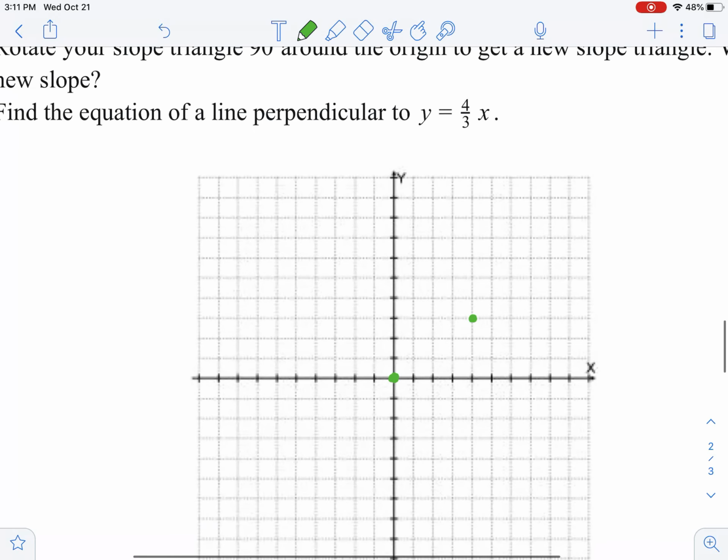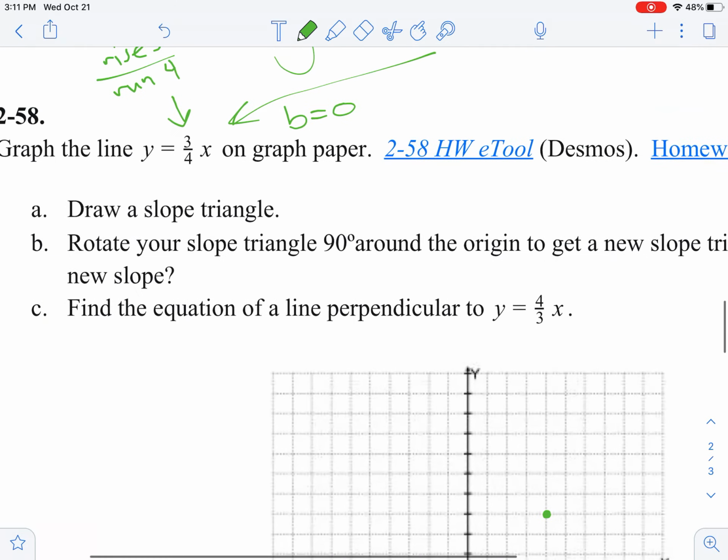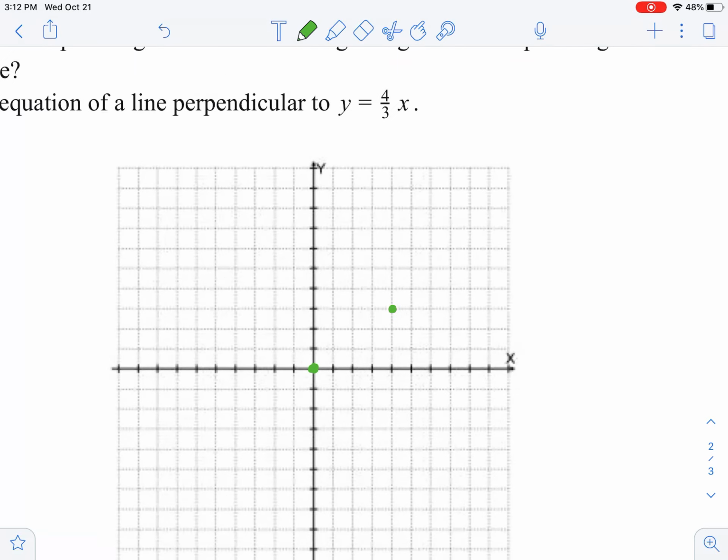I like to do it a couple of times to help me draw a straight line. 1, 2, 3, 4, 1, 2, wait, 3 over 4. 1, 2, 3, 1, 2, 3, 4. Okay, that should be good enough. Okay, so here's my straight line.